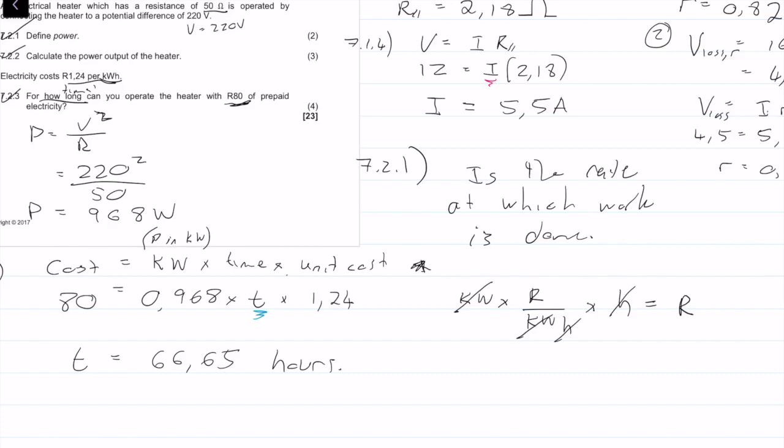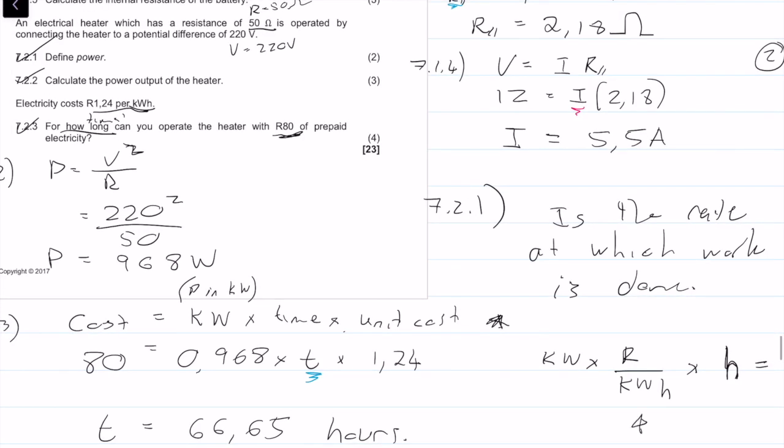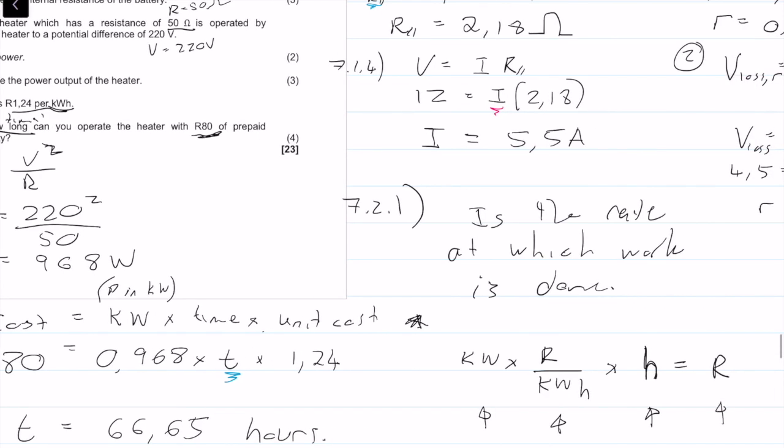Of course, it's not on the equation sheet, but if you do enough of these questions, you will be able to remember this equation. So basically, I did a dimensional analysis. I have the units, which were given in the question. I have the rands per kilowatt hour. I know I'm looking for time, so I need that. I've got the kilowatts, and I've got the cost.